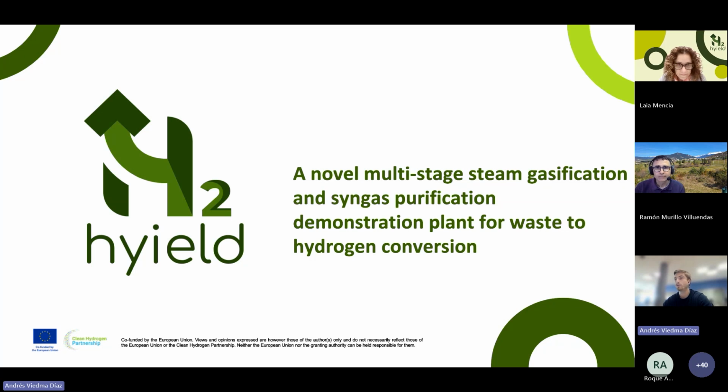So first of all, HYIELD is a multi-stage steam gasification and syngas purification system. Our goal is to convert biomass into hydrogen, and to do so we developed this technology with the gasification in order to produce a really high purity hydrogen and to get the best conversion that we can with our biomass.